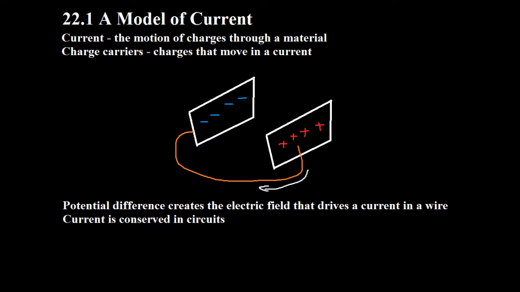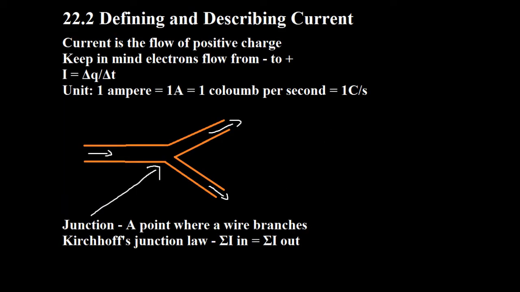Current happens because of potential difference, and potential difference is the difference of electrical potential from two ends, such as a battery. That potential difference creates an electric field that drives a current in a wire. And it's important to note that current is also conserved in circuits. Current is the flow of positive charge.